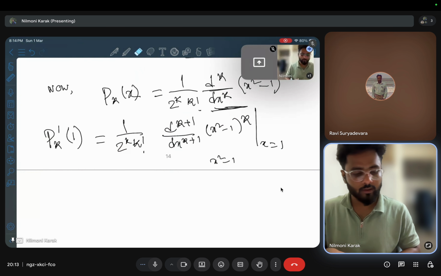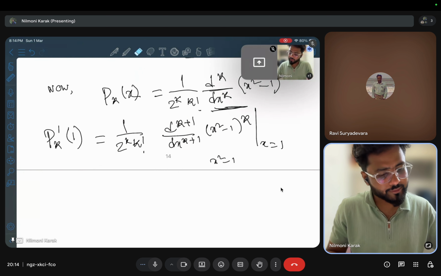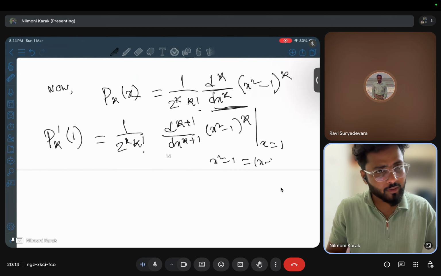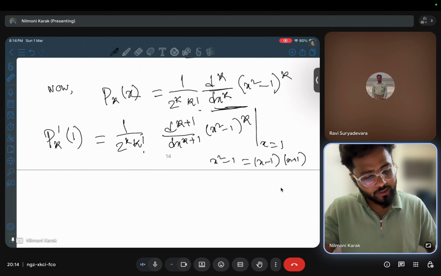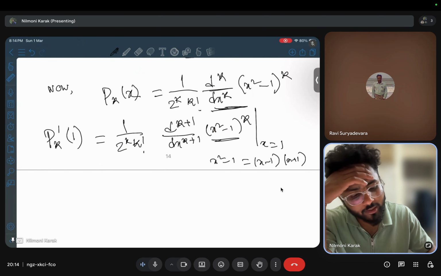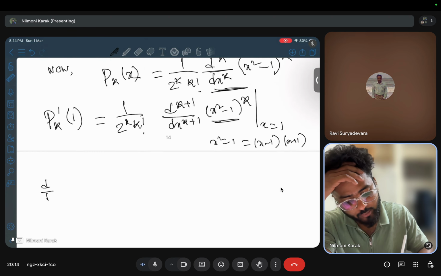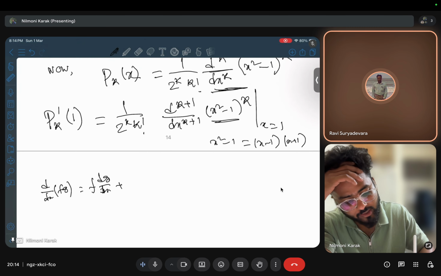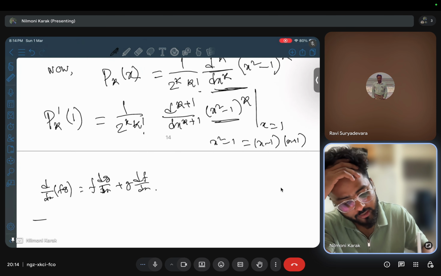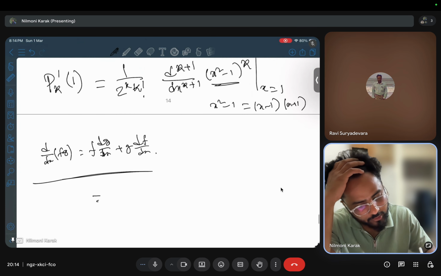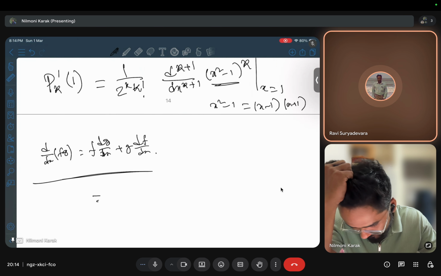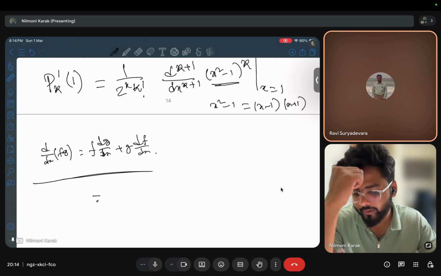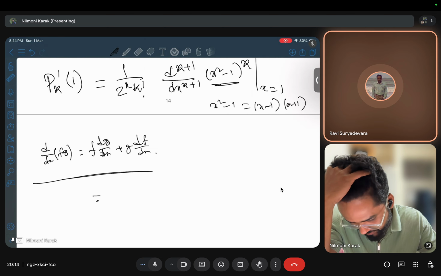Okay, now it is visible. So x square minus 1 is what? (x minus 1)(x plus 1), right? Now you write here only. And then what is the derivative of fg? So f dg/dx plus g df/dx, right? And but one thing is here, differentiation by parts.